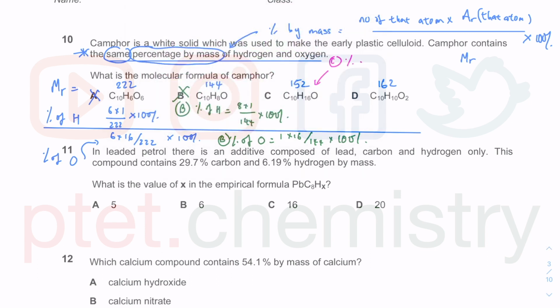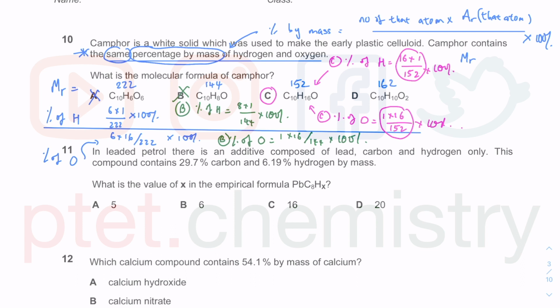So for C, the percentage of hydrogen is 16 times 1 over 152 times 100%. I think I can see C is the answer because the percentage of oxygen is 1 times 16. There's 1 oxygen. The relative atomic mass of 1 oxygen is 16 divided by 152 times 100%. I so happen to have 16 hydrogen, so 16 times 1 there. You can see that this is going to be equal because that bit and that bit are equal.